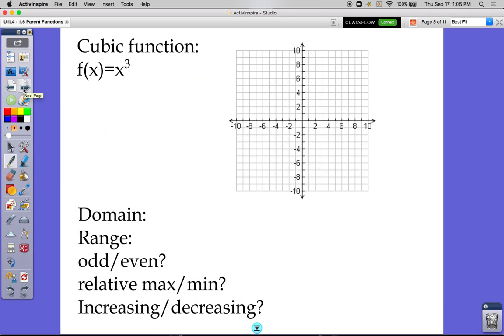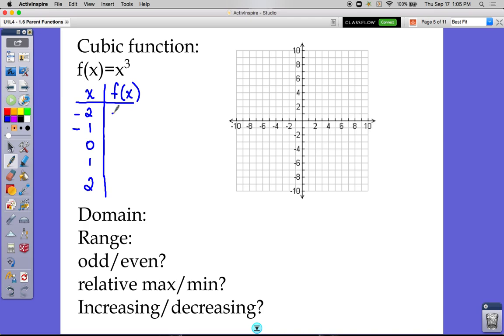Then we have the cubic function. The cubic function, I like to call this one the S curve. For this one, again, same thing. I want to make a table of values because I might not really know what this one looks like. So I'm going to pick some values for x. My input values are going to be -2, -1, 0, 1, 2. Then I'm going to find out what happens when I plug those in.